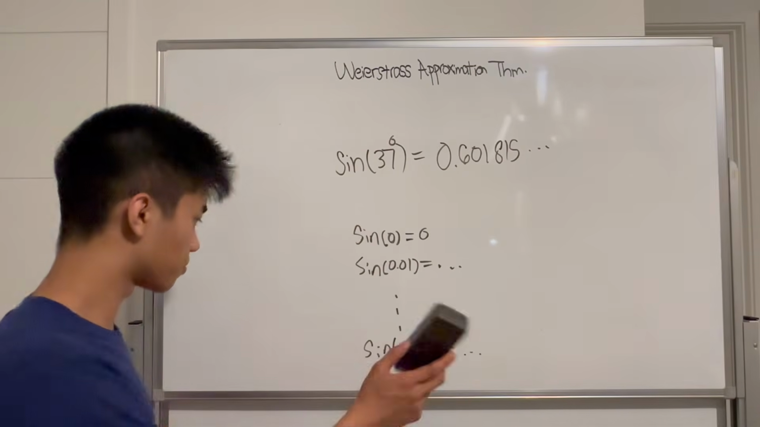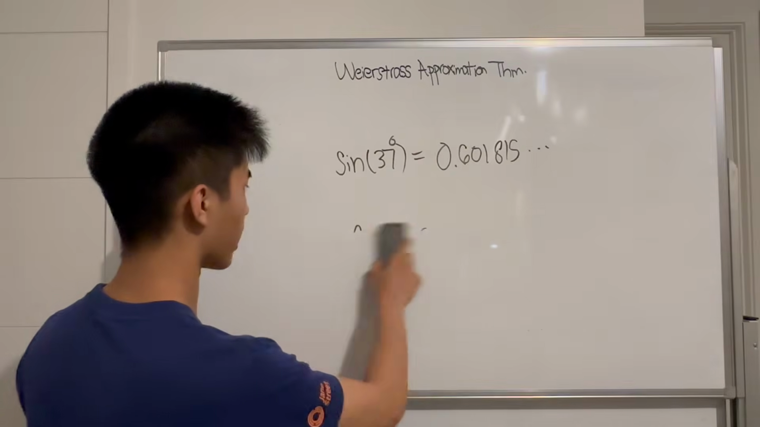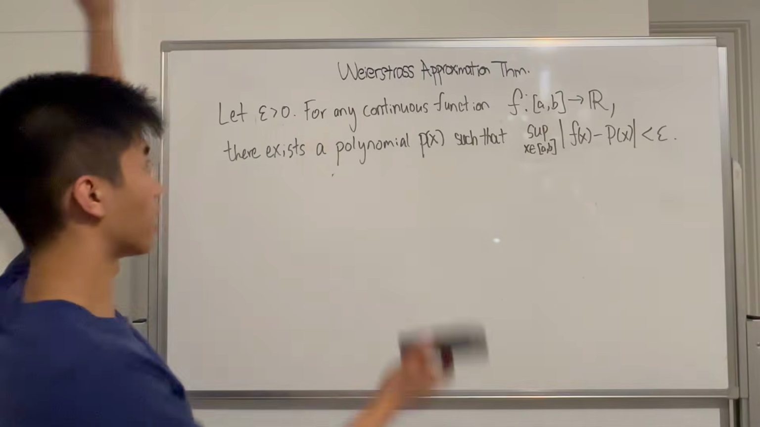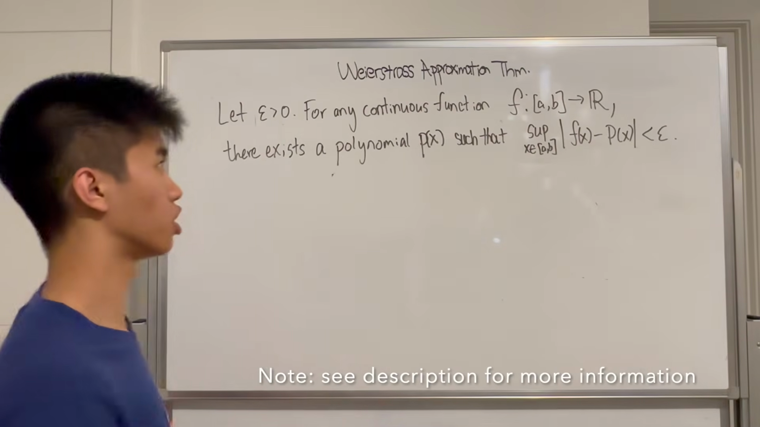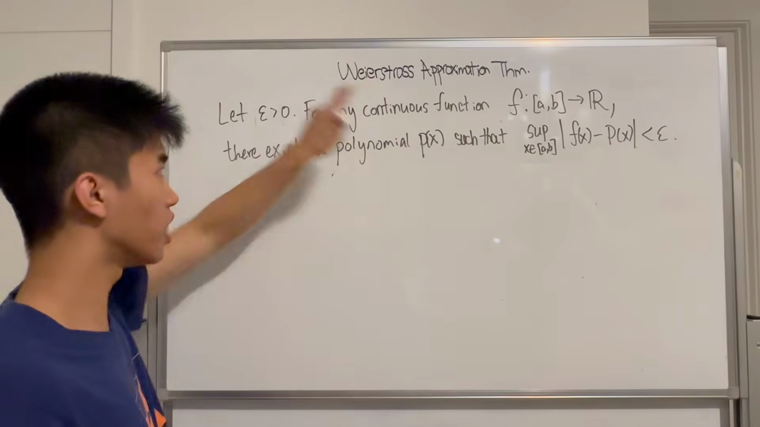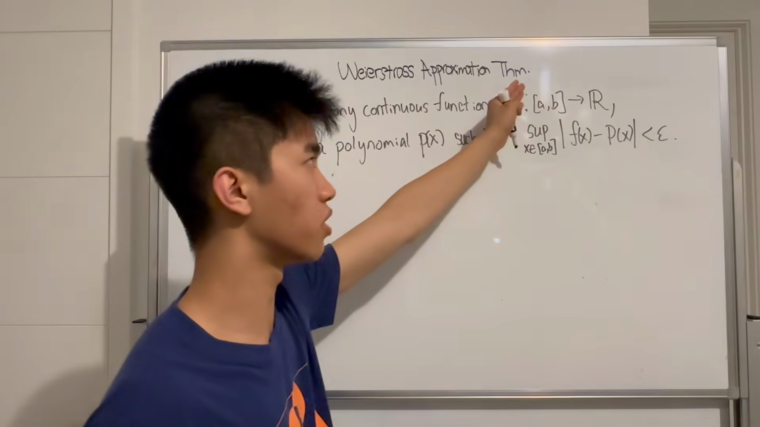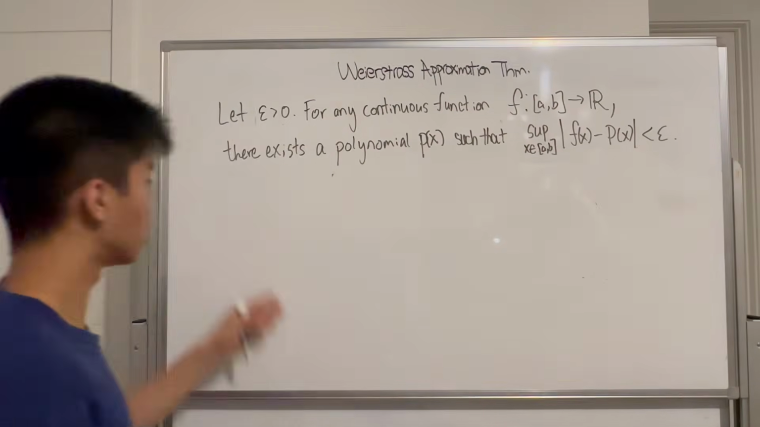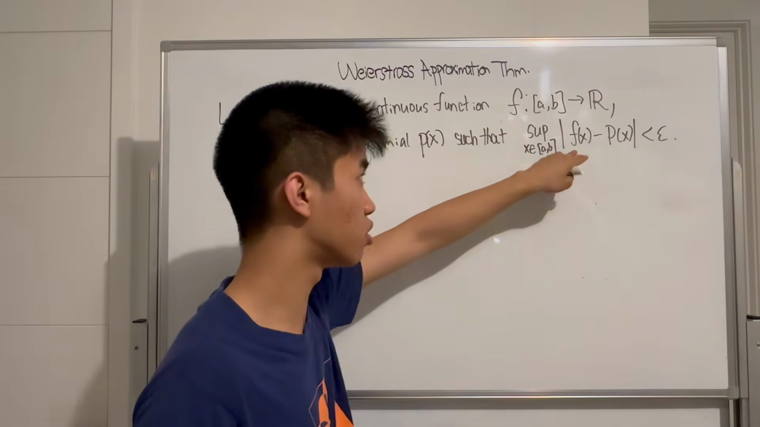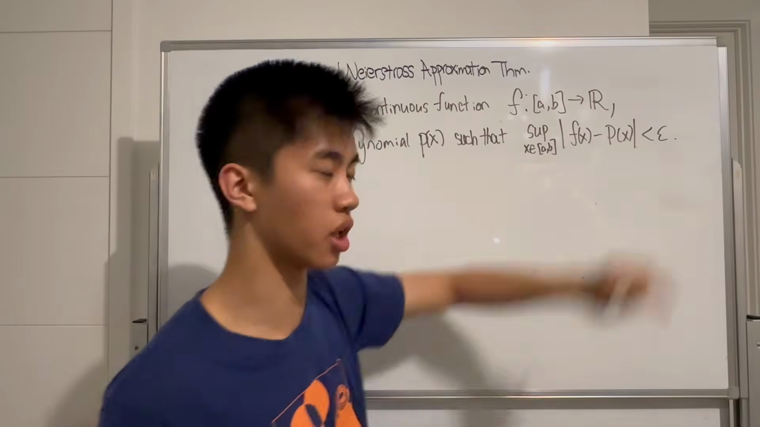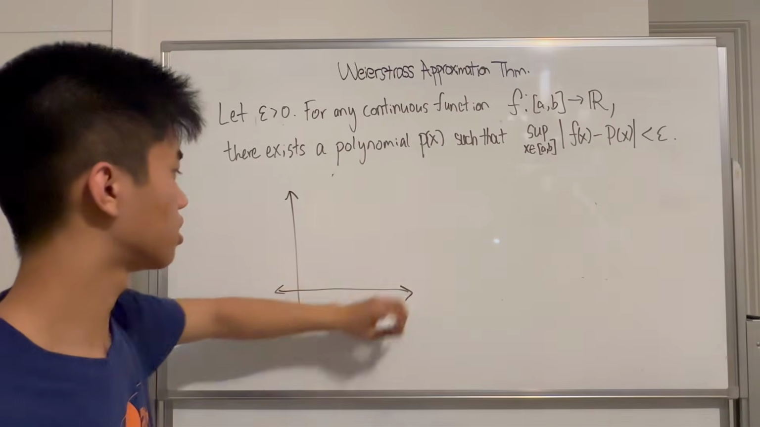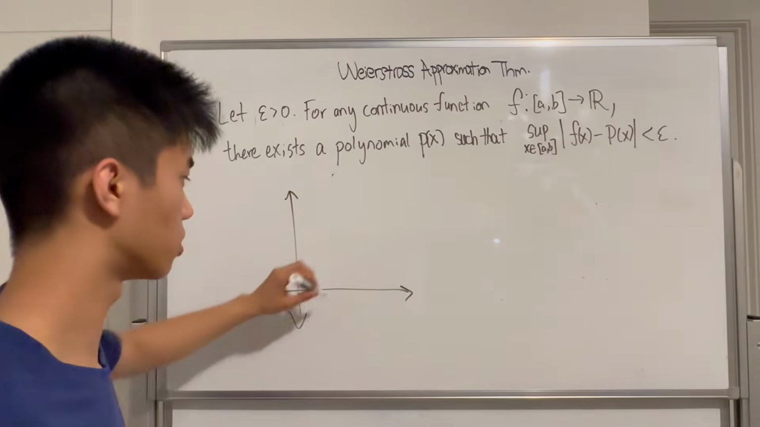Okay, well, I guess we can move on to the actual statement or theorem that I'm trying to cover in this video. Here's the statement of the Weierstrass approximation theorem. Let epsilon be a positive constant. Now, for any continuous function f mapping the closed bounded interval a to b to the real numbers R, there exists a polynomial p of x such that the maximum error between f of x and our polynomial is bounded by epsilon.